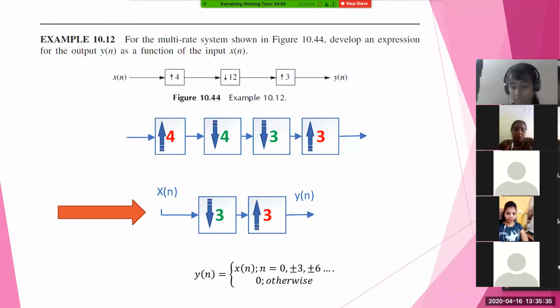What I recommend is that you take this example and try to implement it in MATLAB. Take one sequence, downsample it by 4, then upsample it by 4, then downsample it by 12, and then upsample again by 3, and see the difference between the initial sequence and the final sequence. You will see the difference.